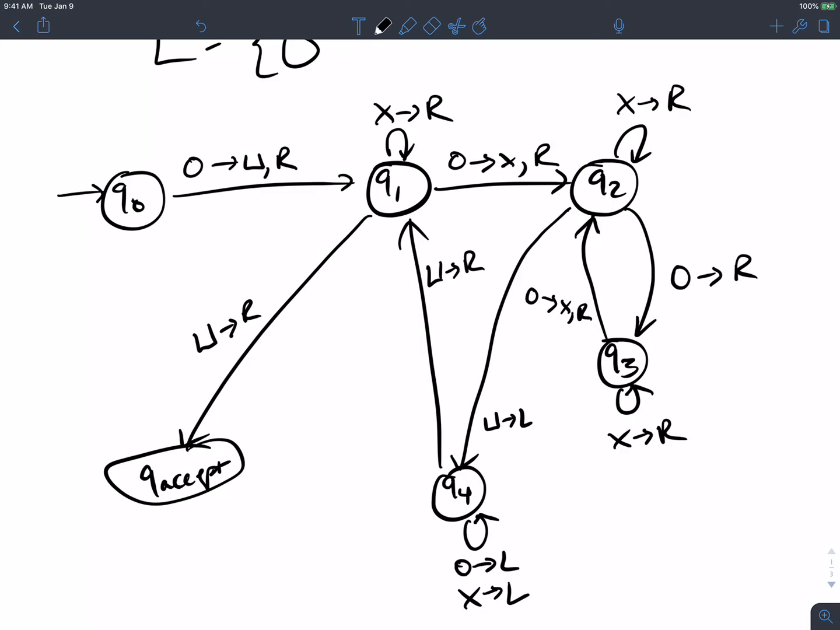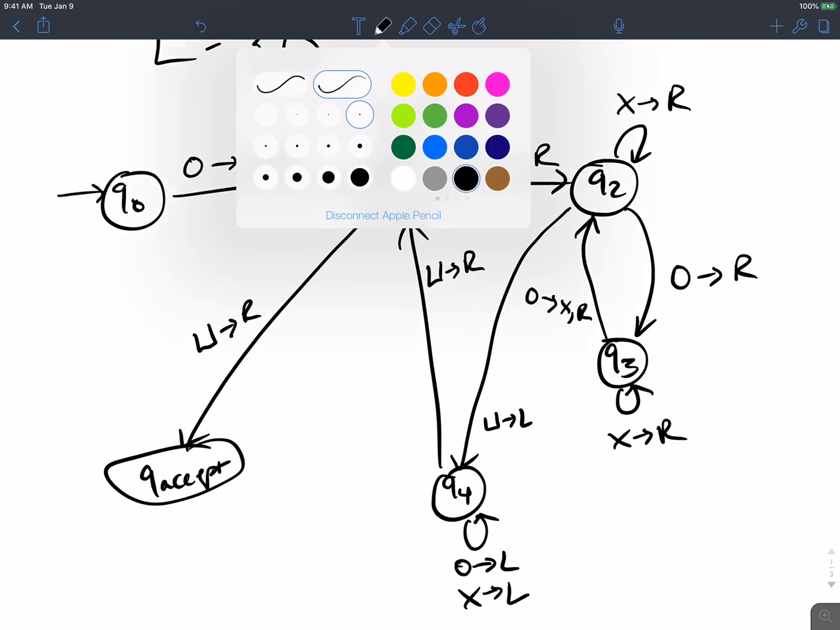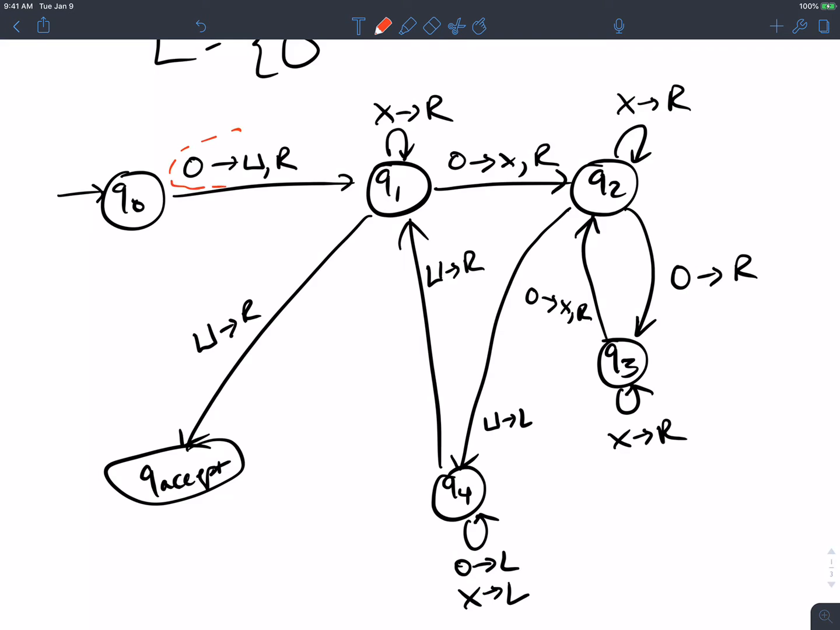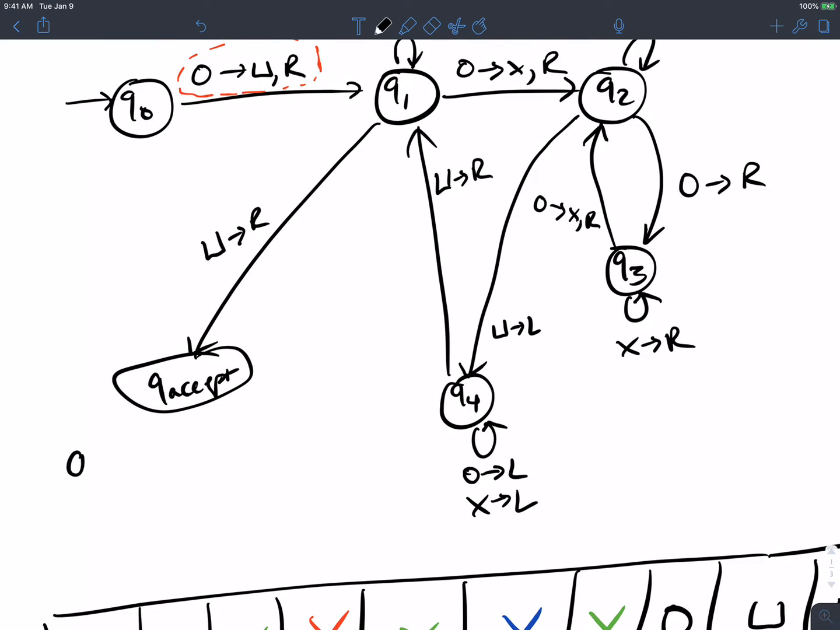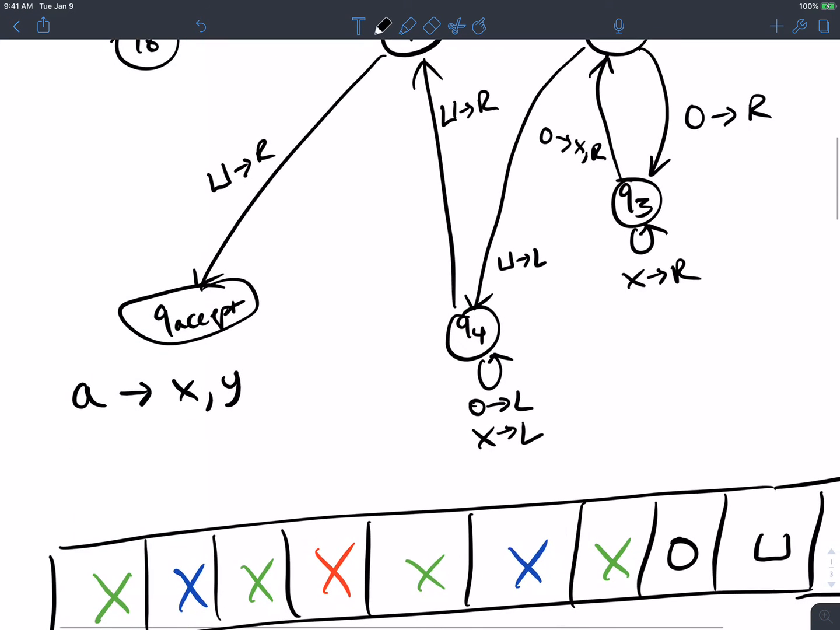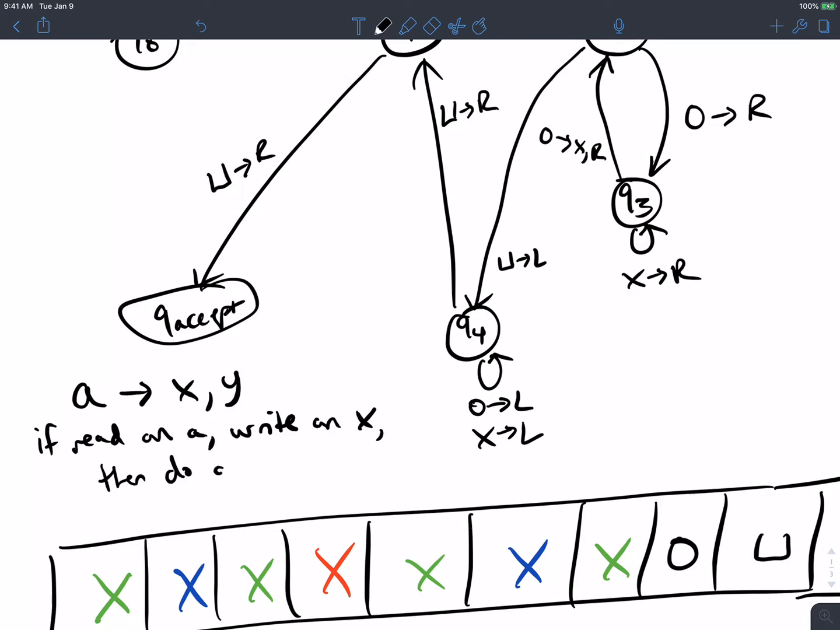But the only thing that's left are the transitions. So you may think, okay, what is this transition right here, for example? So if we have a transition of the form A arrow X comma Y, this says if we read an A, write an X, then do action Y.